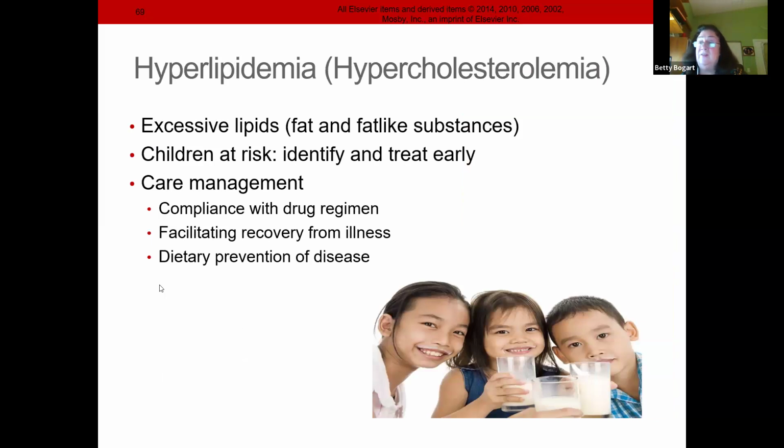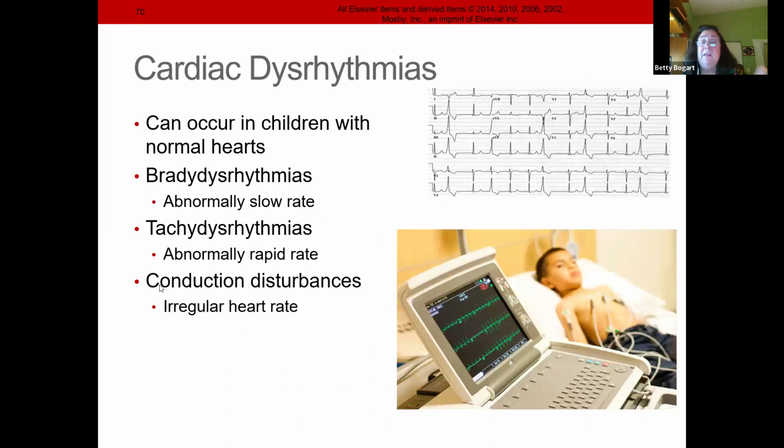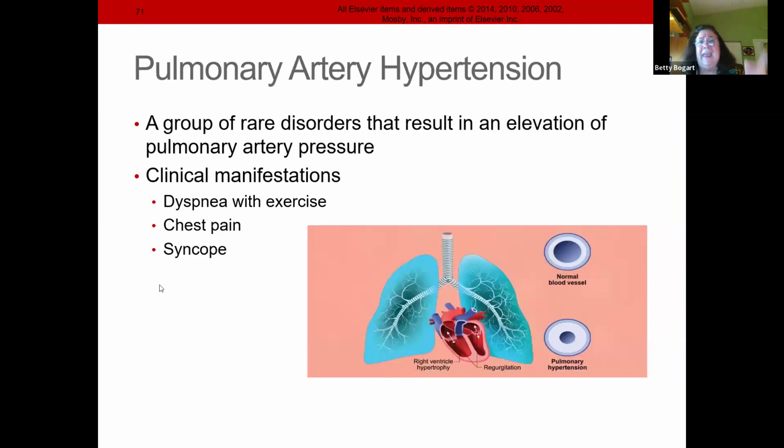Kids do get high cholesterol. We treat it with diet. They can have bradydysrhythmias and tachydysrhythmias, weird ones. I've seen 2-year-olds with pacemakers before. Don't think that just because they're kids, they can't. They do.